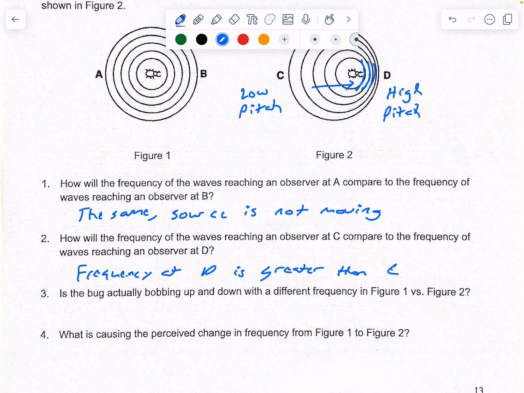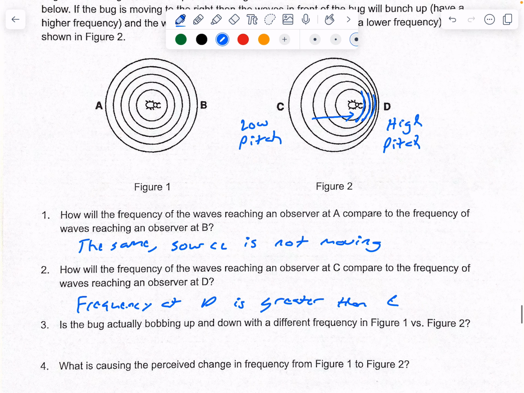Is the bug actually bobbing up and down with a different frequency in figure 1 versus figure 2? Nope. Remember, we didn't change the bug's original frequency, so the original frequency does not change. The bug still bobs the same, but when you start adding movement to it, that's going to start compressing waves and stretching them out based on which direction it's moving.